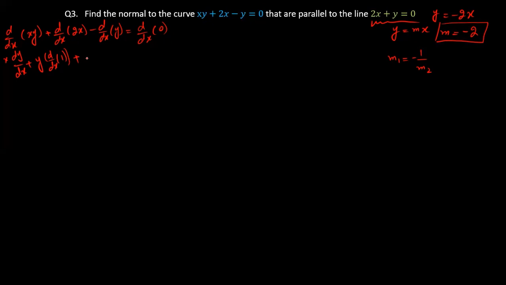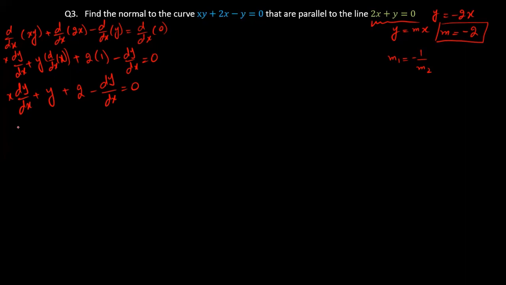Plus now we will take the derivative of this term using the constant multiple rule. It will be 2 into 1, and minus dy by dx equal to 0. So from this we further solve it: x dy by dx plus y, since this becomes 1, plus 2 minus dy by dx is equal to 0.